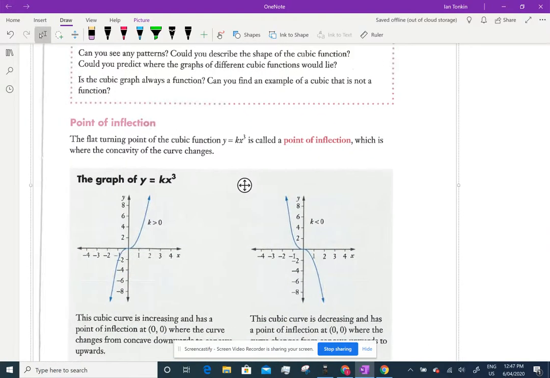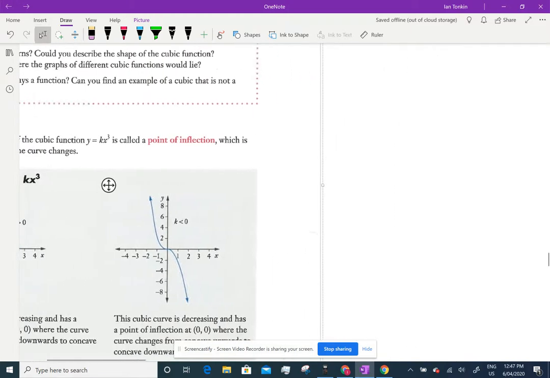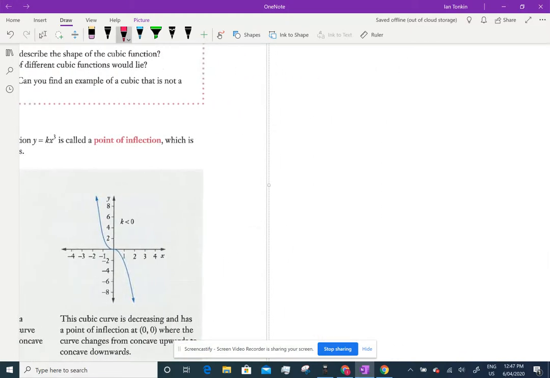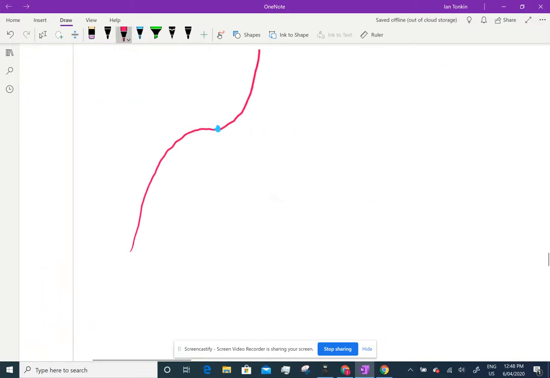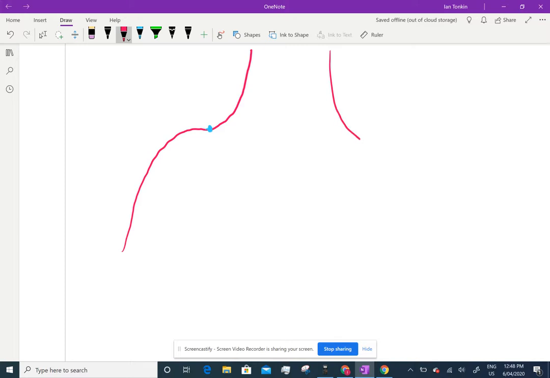It's called the point of inflection. Now, the point of inflection is where a curve changes concavity, and that's any curve. So here's our cubic. It's going up, it's concave down, it's concave down, it's concave down, and all of a sudden it changes and becomes concave up. That point where it changes, we call the point of inflection. And it happens for the negative one as well, concave up, concave up, concave up, concave down. And there's a point somewhere there where concavity goes from being concave up to concave down. And we call that the point of inflection.